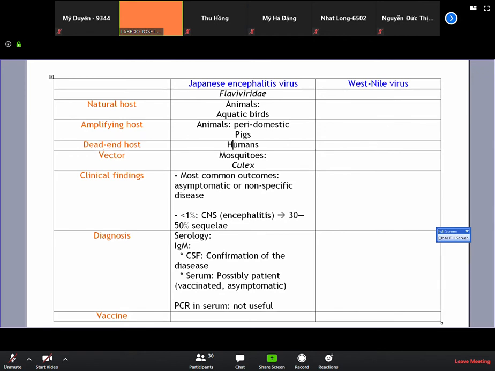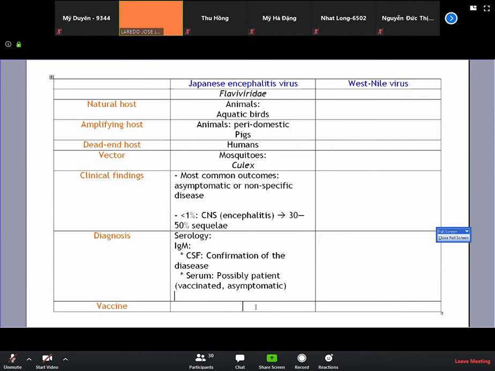Because humans are dead-end hosts. That means viremia in humans is very, very low. If viremia, so viruses in blood, is very low, the detection of the virus in the blood is very difficult because viremia is very low. So PCR in serum is not useful because viremia is low. That is the answer.